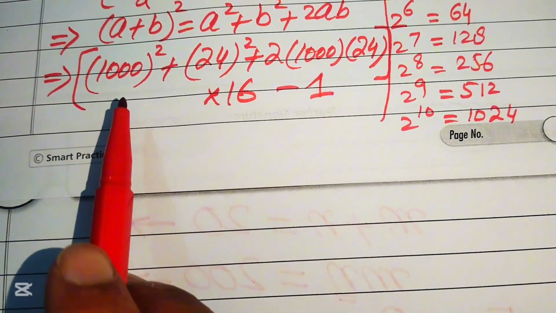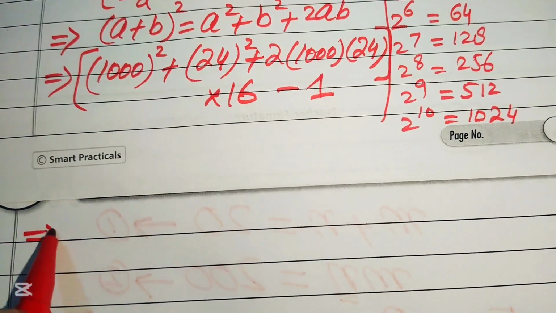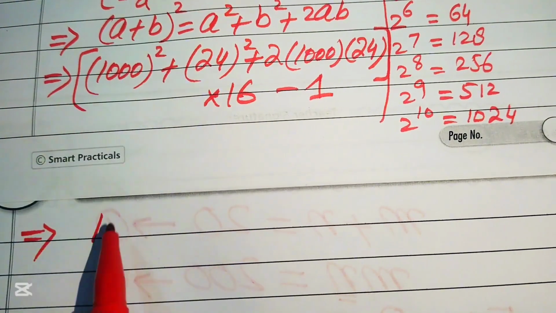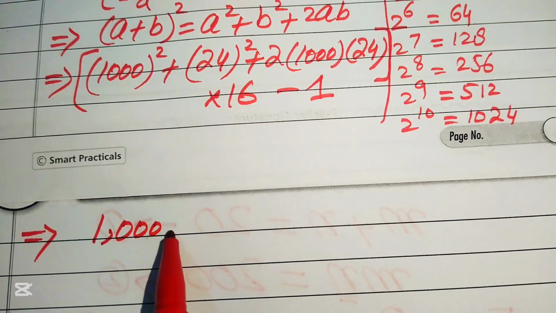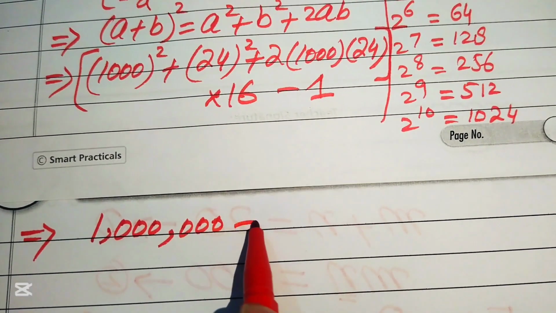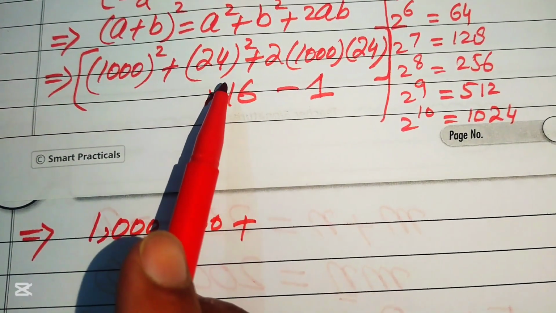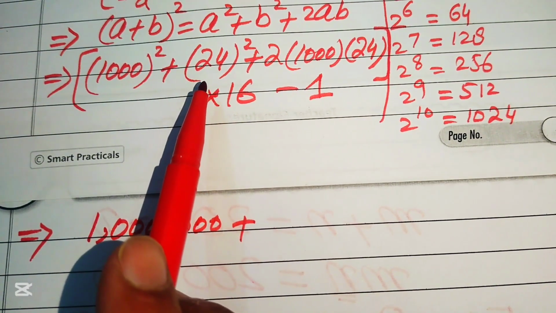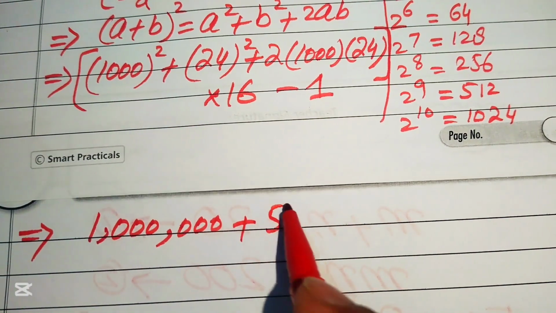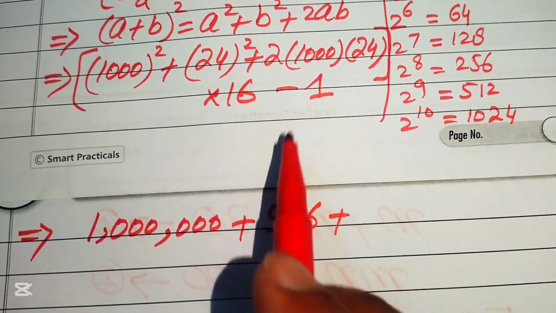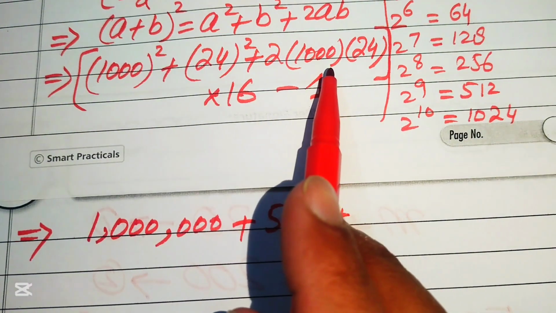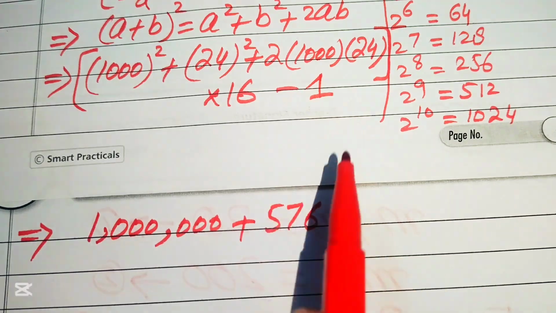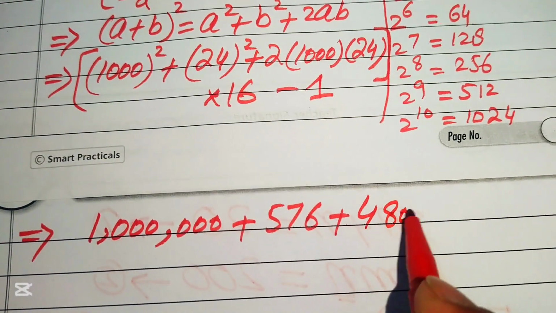So now in order to find the square of this 1000, you take the square of 1, it is 1, and the square of these three zeros means that you double these three zeros, so it becomes 6 zeros. And here you easily find the square of 24 by using the traditional method of multiplication. So we find the square of 24 equals 576. Plus we need to multiply these terms: 2 times 1000 is 2000, and 2000 times 24 becomes 48,000.